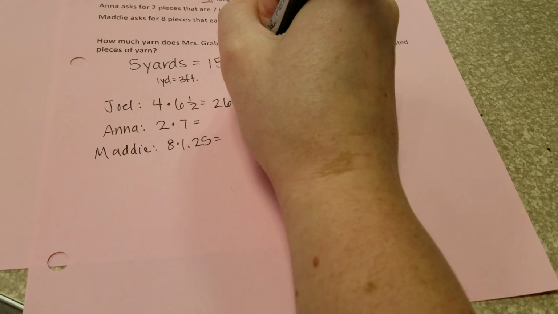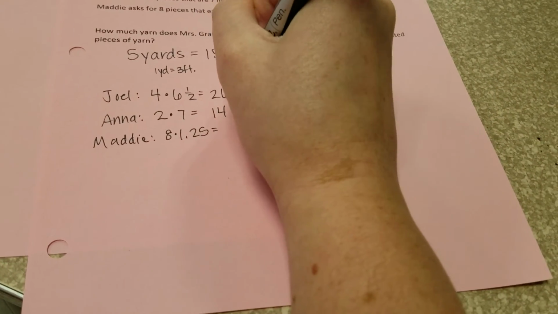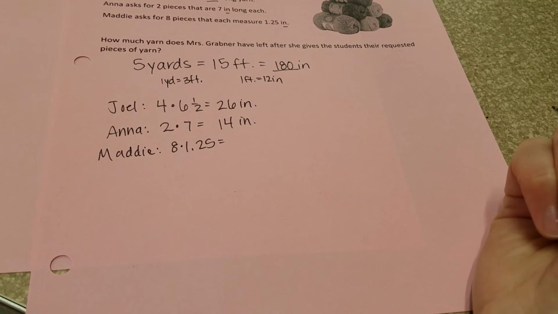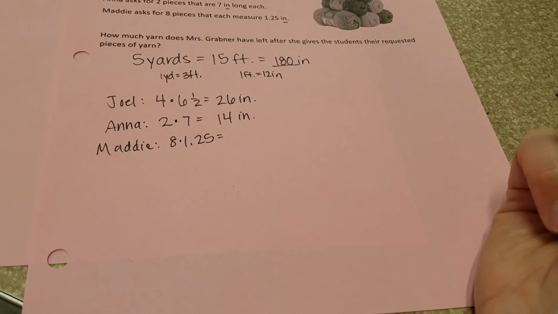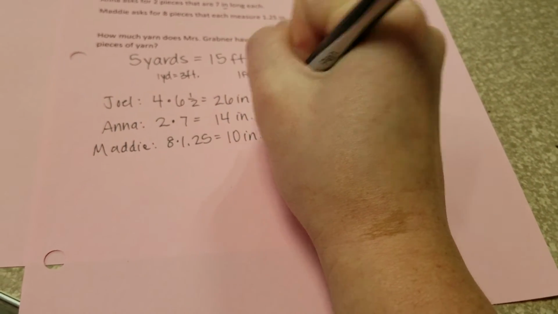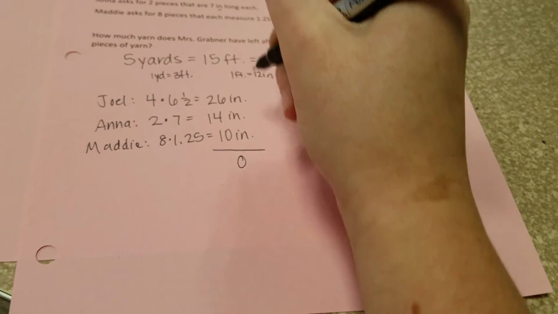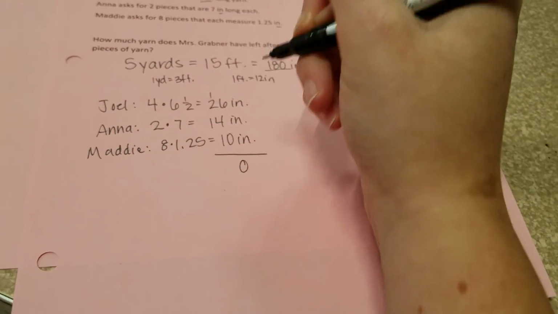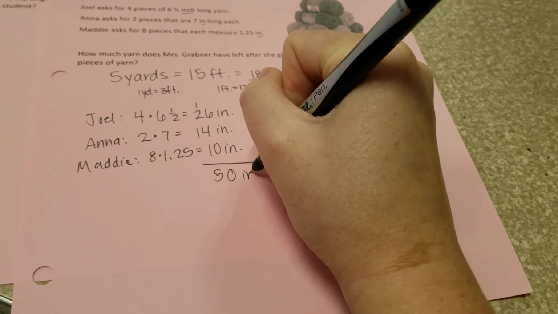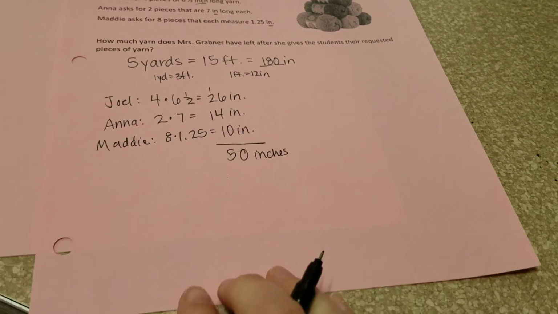You should have gotten 26 inches. For Anna, 2 times 7 is 14 inches. And for Maddie, go ahead and use your calculator. 8 times 1.25, you should get 10 inches. So Mrs. Grabner has to give out a total of 50 inches of yarn. Remember, she has 180 inches to start.